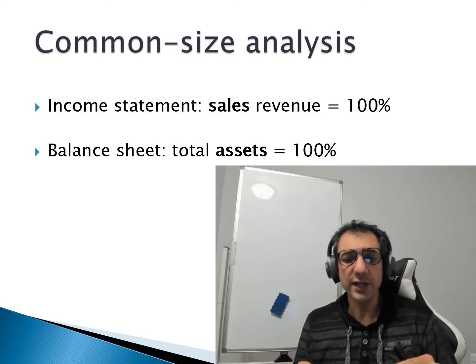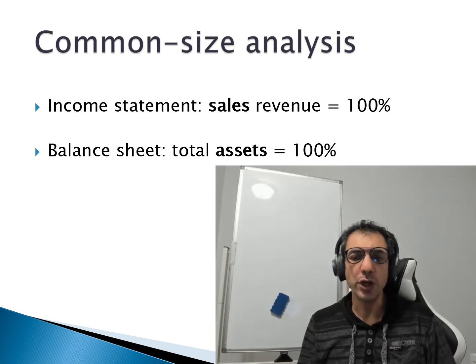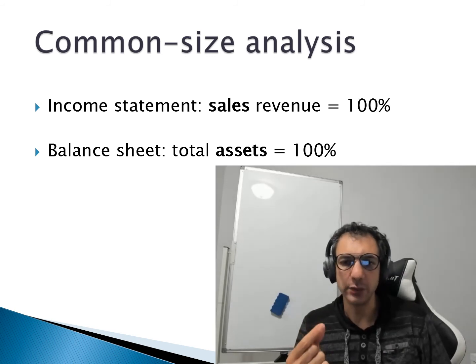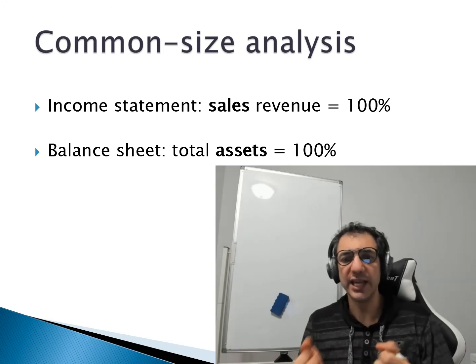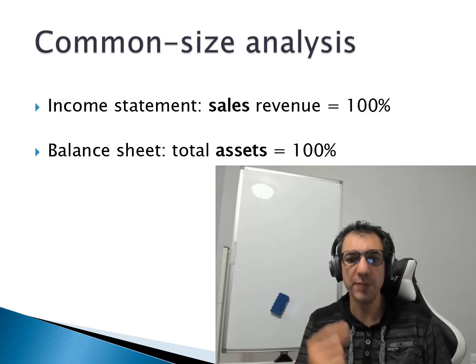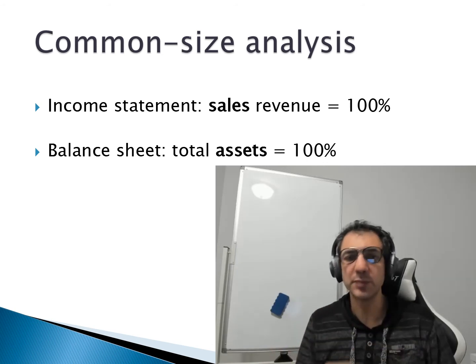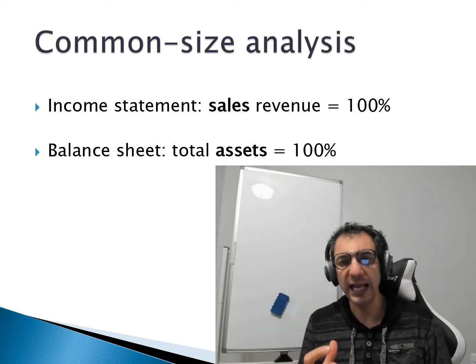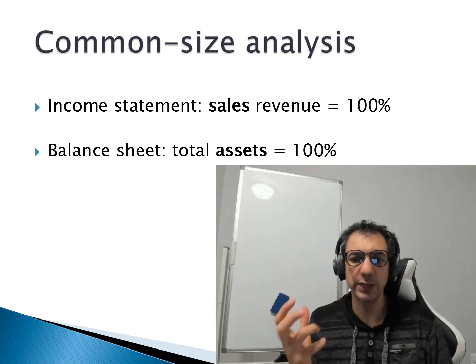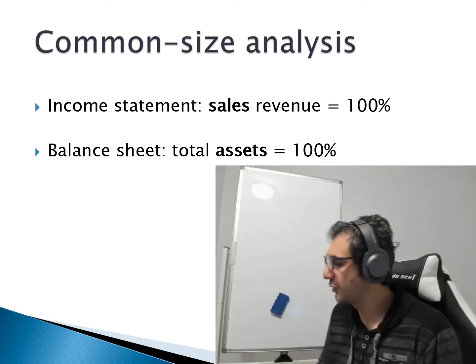So common size analysis, also it's called vertical analysis. We are using one major account in income statement and balance sheet. In income statement, we take sales revenue as our major account, and we state or express other items based on sales revenue. In balance sheet, we are using total assets as our major account, and we express other accounts or items based on that. Let's go with a very simple example.